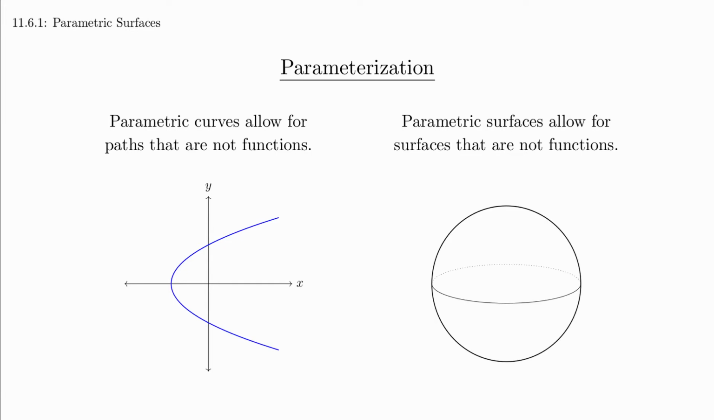If we tried to use z equals f of x, y to capture the shape of a sphere, we would only be able to capture either the top half or the bottom half, but not both at the same time. We are still going to use vectors to locate points, just as we did with curves. But now we're going to have two input variables, which corresponds to the two dimensions that exist on the surface.